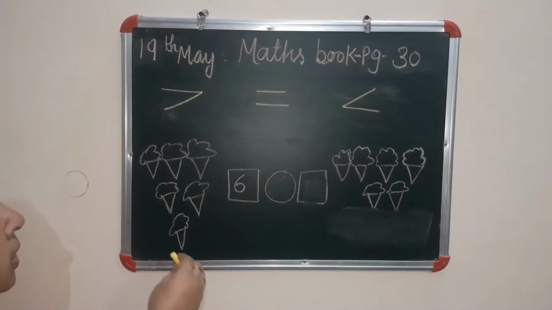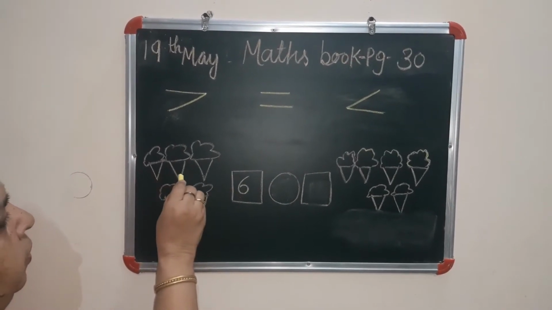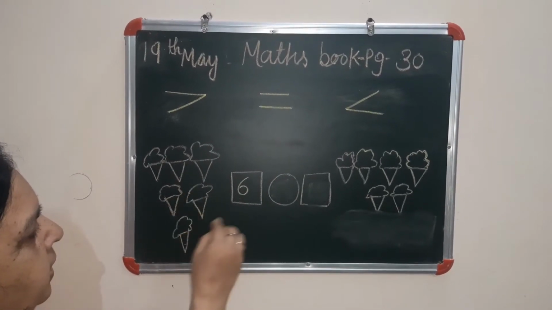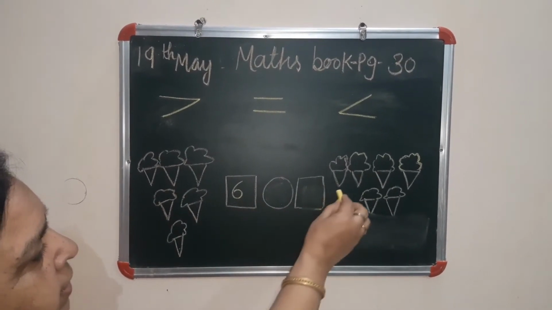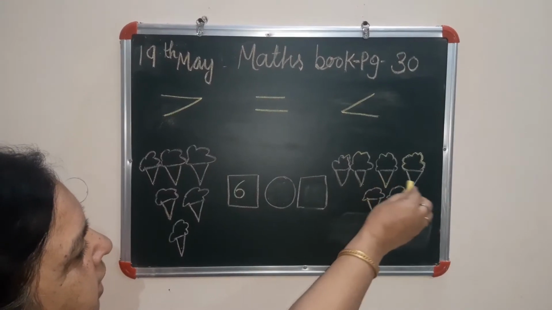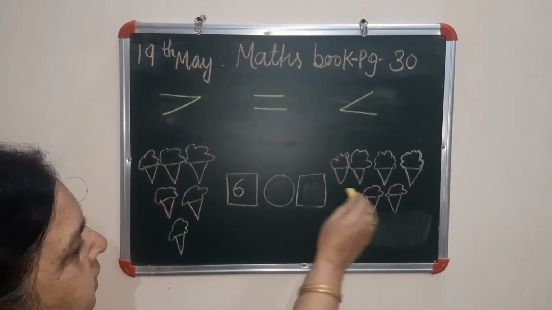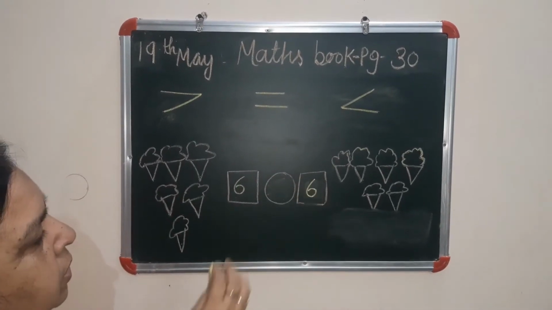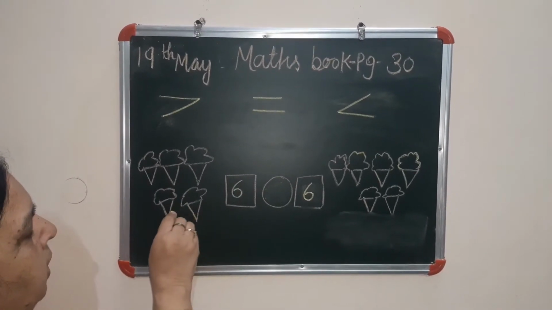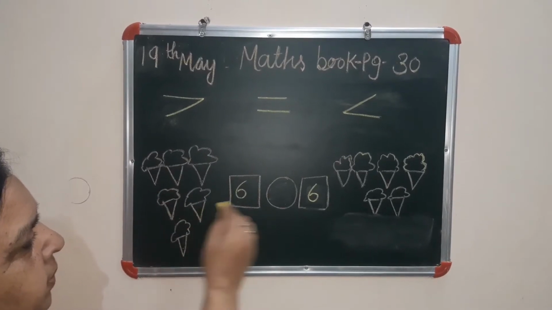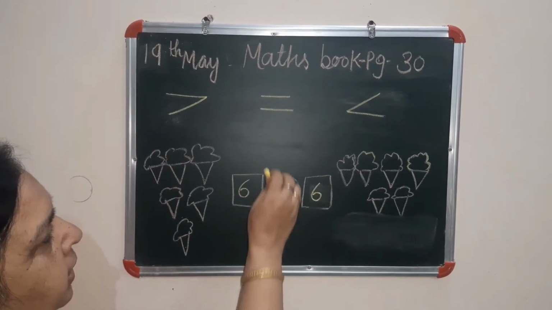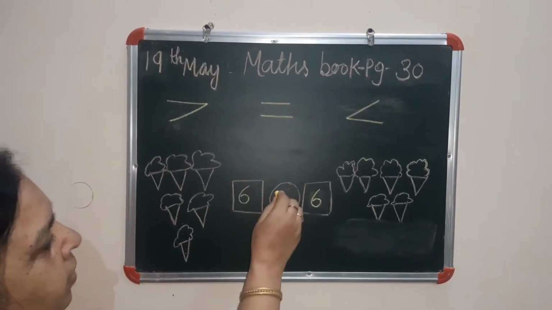Now we will count again. 1, 2, 3, 4, 5, 6. So these are 6 ice creams. So we will write 6 in this box. So there are 6 ice creams. So we will mark the symbol equal to.